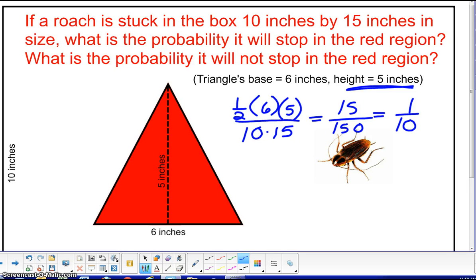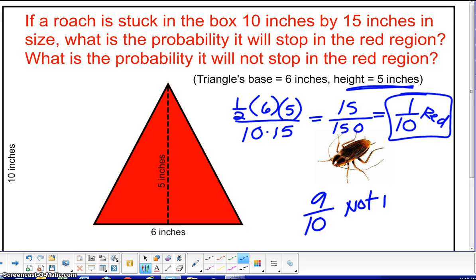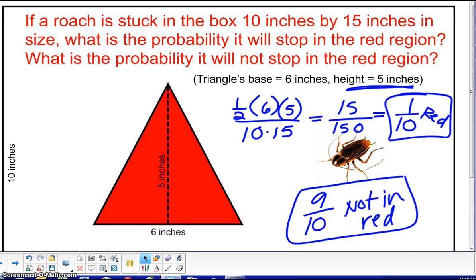What is the probability it will not stop in the red region? No. So this is the probability that it would be in the red region. So what would be left is 9 out of 10 is the probability that it's not going to be in the red. All right, very good. And look at that happy roach. Very excited you got the answer correct.